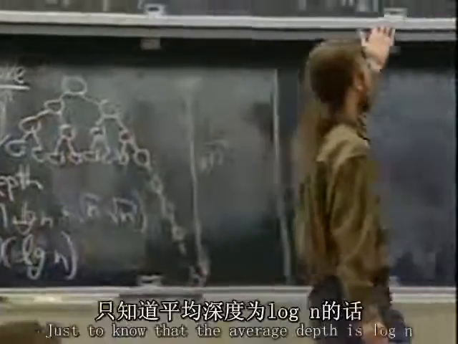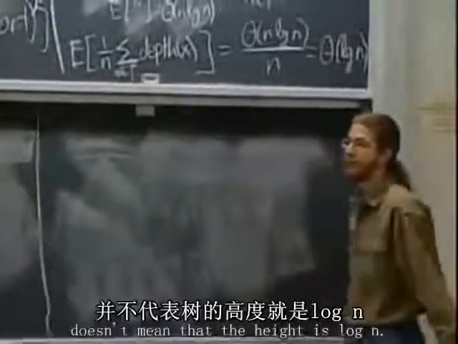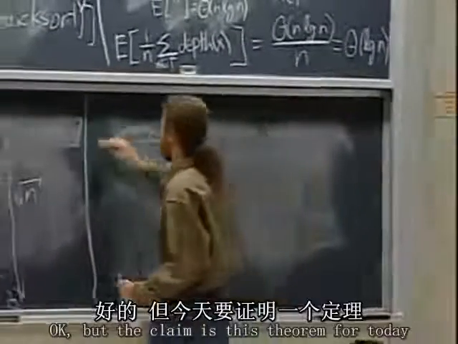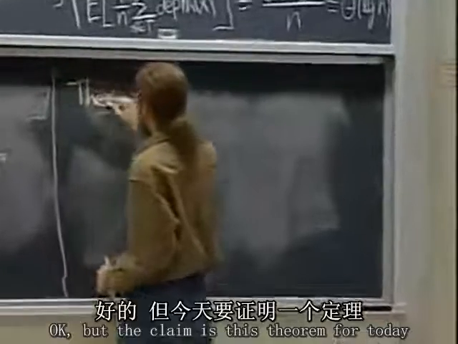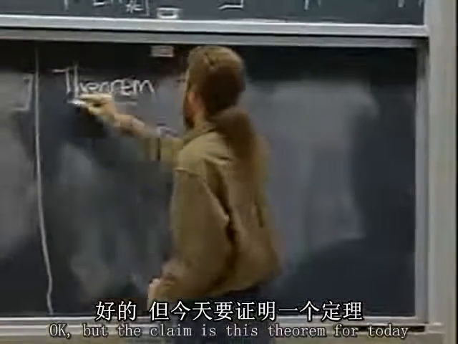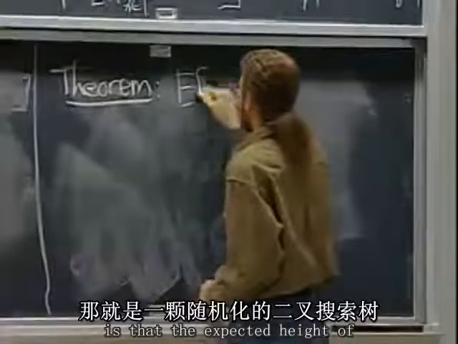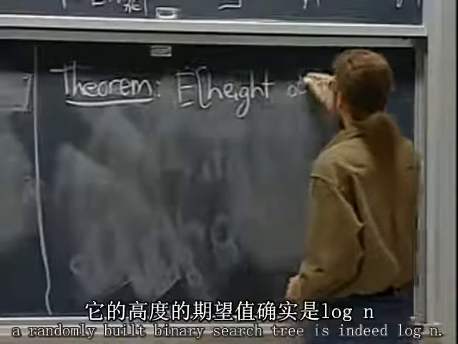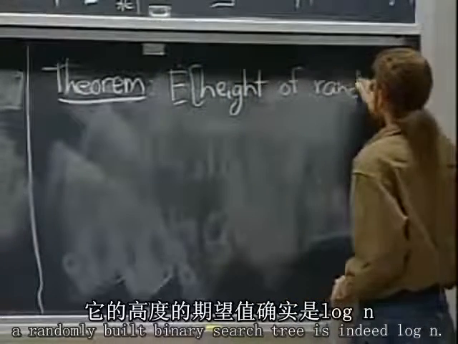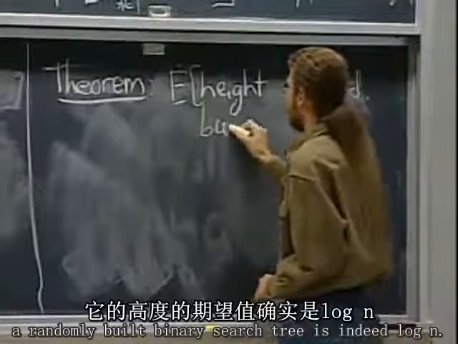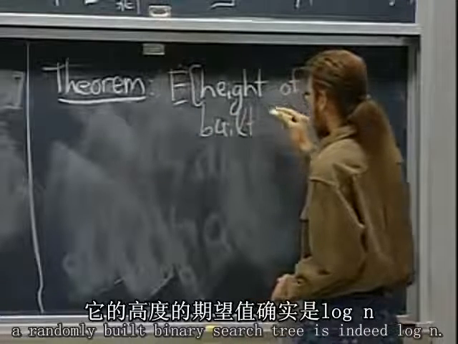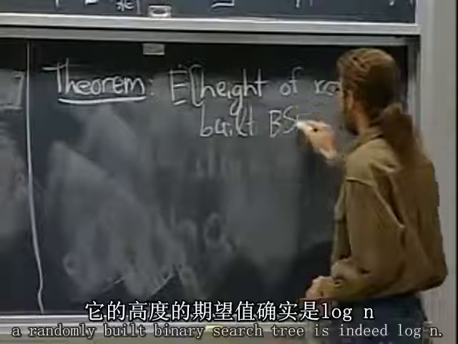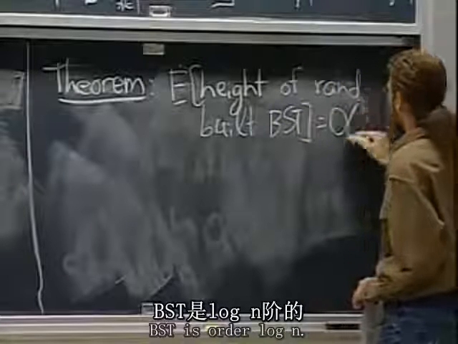Just to know that the average depth is log n doesn't mean that the height is log n. But the claim, the theorem for today, is that the expected height of a randomly built binary search tree is indeed order log n.